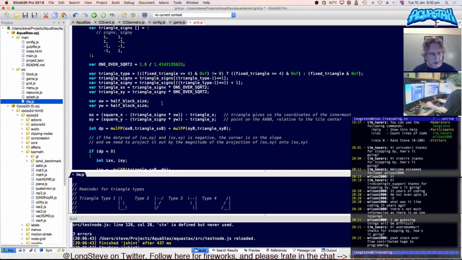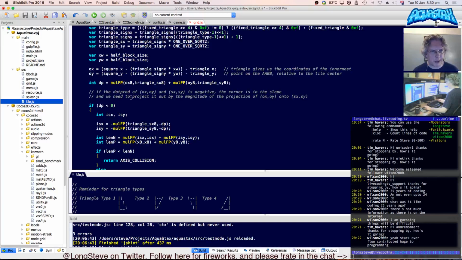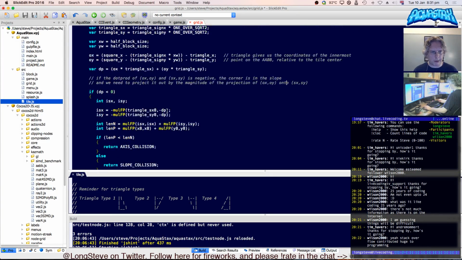And then what we do is this mul FP would have been a fixed point multiply. So I can just do, so DP is obviously dot product. So it's going to be OX times triangle SX plus OY times triangle SY. If the dot product of OX, OY and SX, SY is negative, the corner is in the slope, and we need to project it out by the magnitude of the projection onto OX. Right, okay.